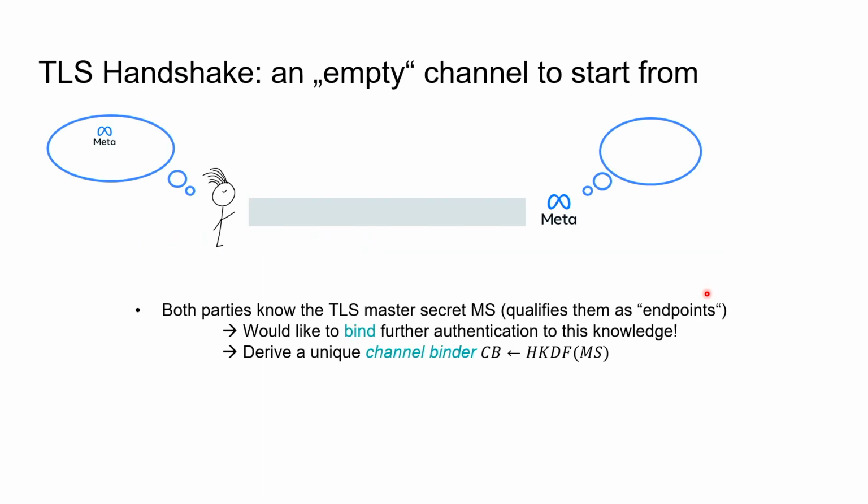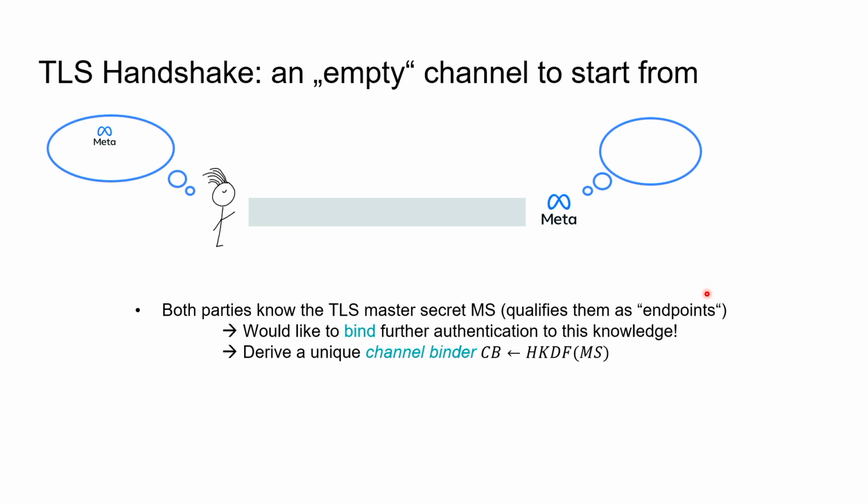The basis where TLS-OPAQUE starts from is the channel. So I told you it's post-handshake authentication. We have to assume that the channel is already there. So this is the empty TLS channel that I already showed you. And a property of the TLS handshake is that both parties have a joint secret knowledge. This is called the TLS master secret, MS. And this is essentially what qualifies them as endpoints of the channel, the knowledge of this master secret. The actual encryption keys, the record keys, are derived from this master secret.